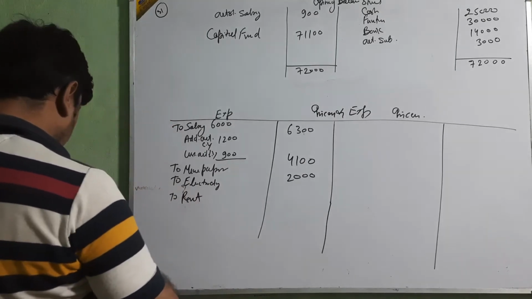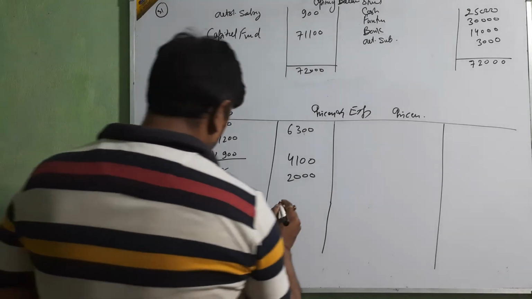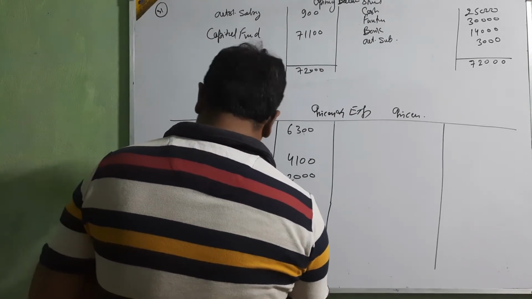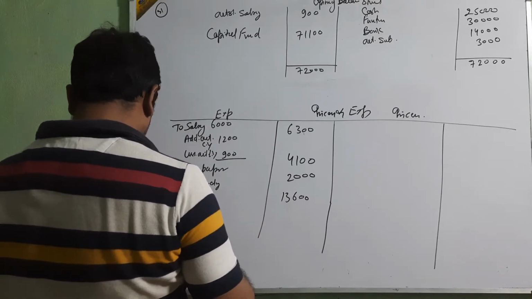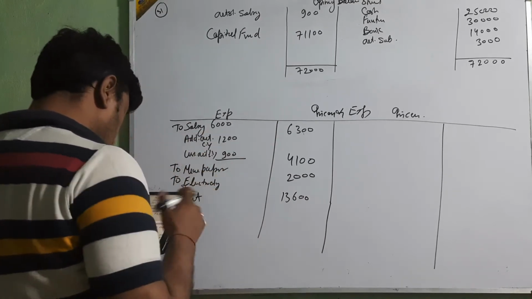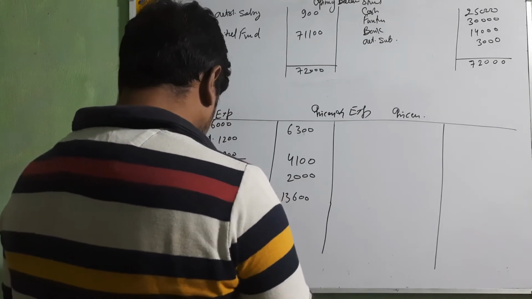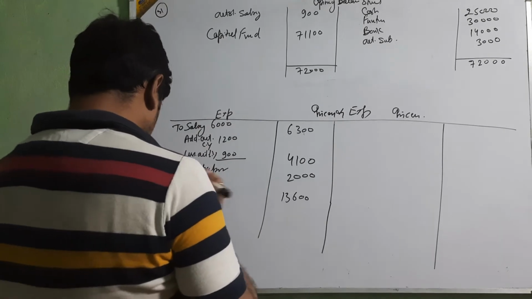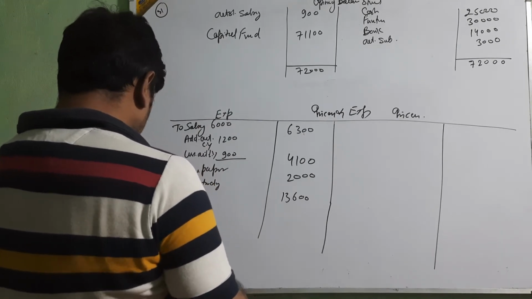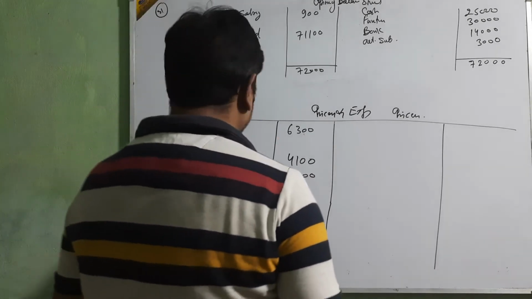No adjustment about the rent, 13,600 beta. Depreciation is there or not? Any depreciation? No depreciation is here. We are not going to show it. Okay, go on to the income side.